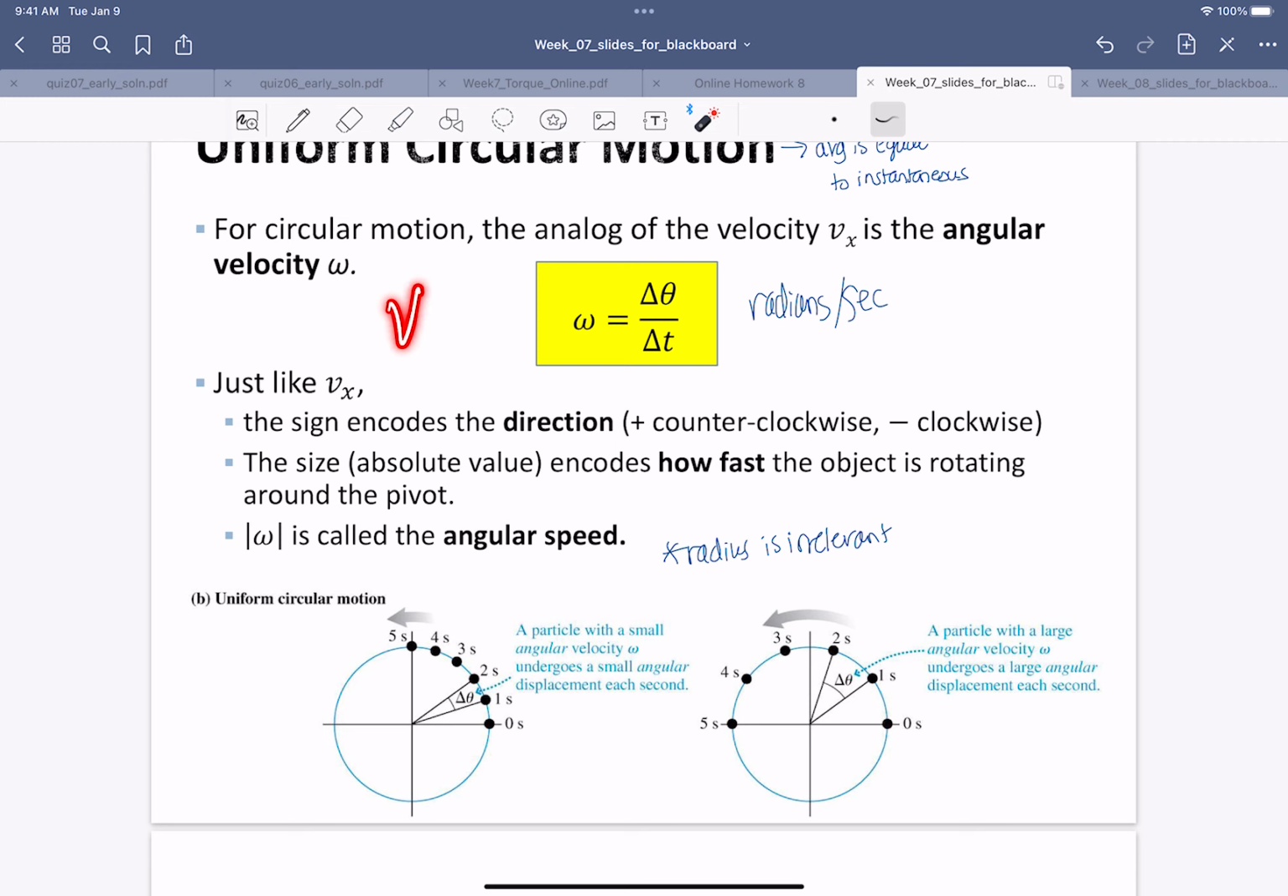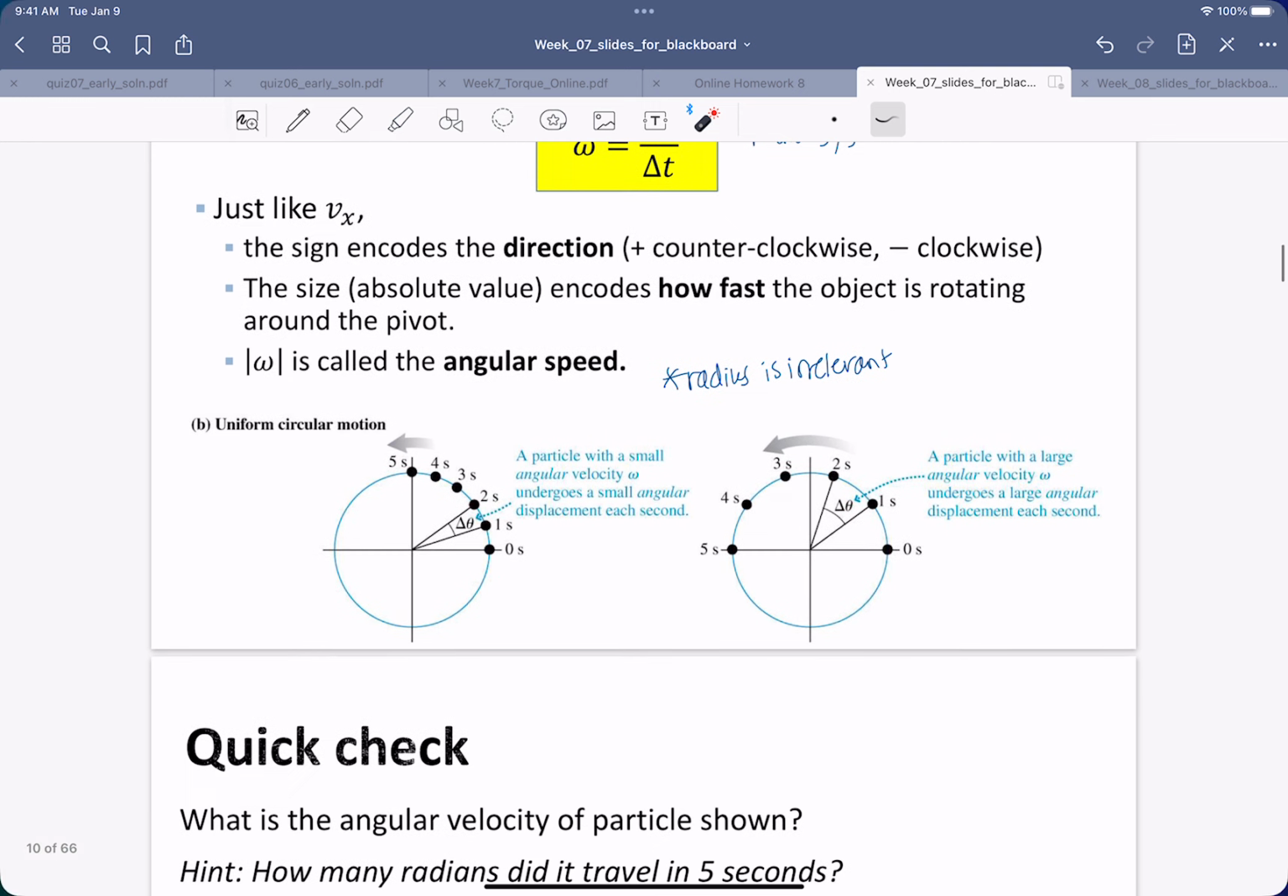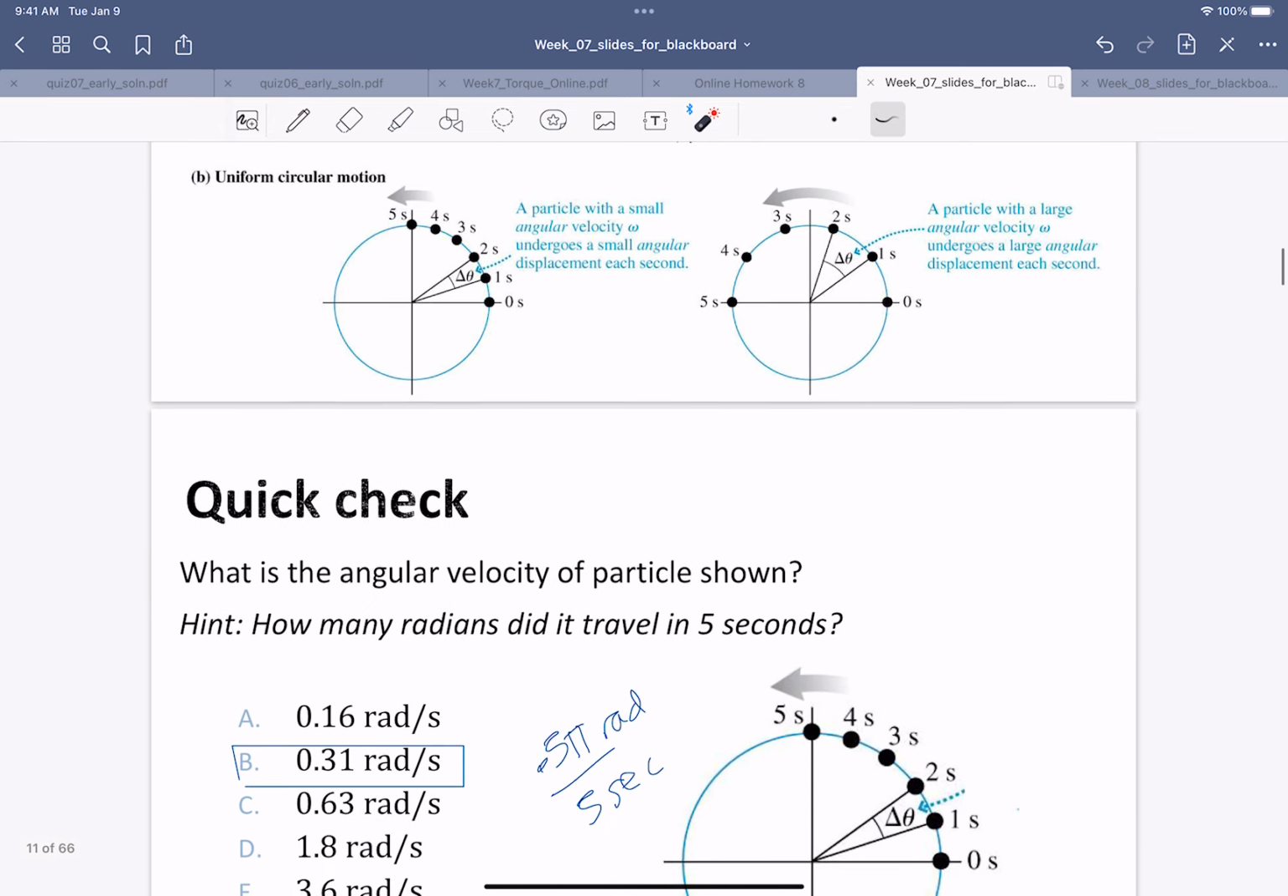Just like with velocity and speed, for velocity, the absolute value of it is your speed. And so the absolute value of your angular velocity is your angular speed, right? So if it was negative 6 radians per second, well, then the angular speed is just positive 6 radians per second. So you just take the absolute value to get your angular speed.